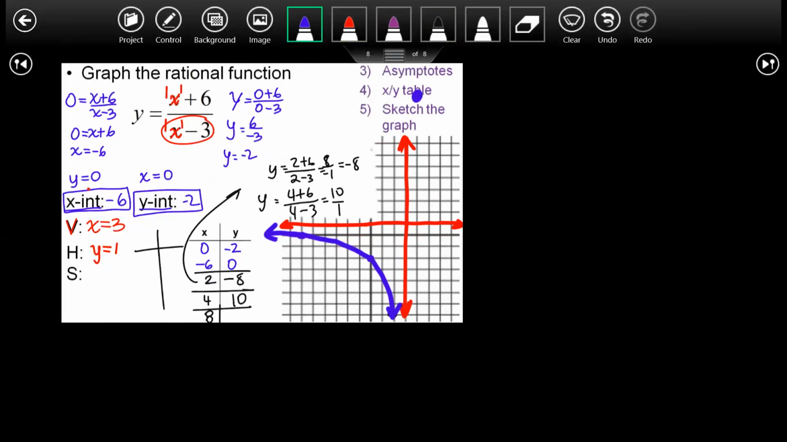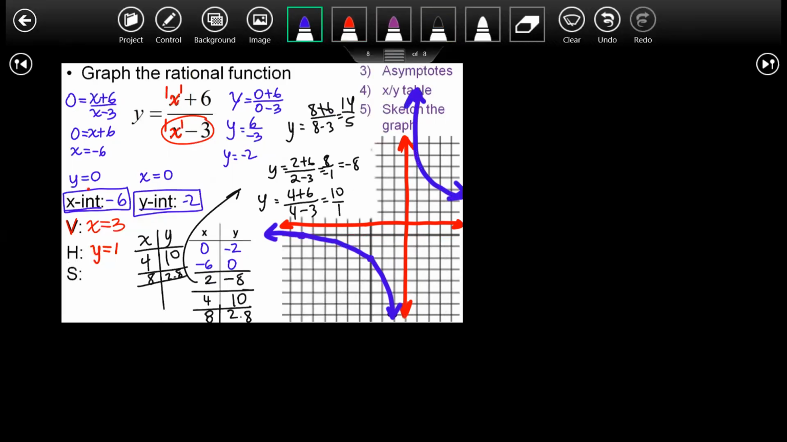And then if we do 8, y is equal to 8 plus 6 over 8 minus 3. 14 over 5. So it's going to be at 2 something, 2.8. I know you guys can't see it, but I wrote that this would be at 4, 10, and 8, 2.8. So we're going to go to 4, 5, 6, 7, 8. It's going to be at 2.8, somewhere down here. And we know it's going to mimic it, so it's going to come down with that.